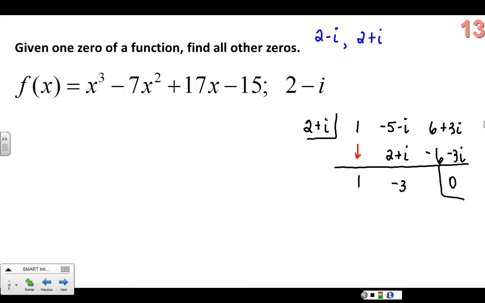So this is x minus 3. If I set that equal to 0, then my last root is going to be x equal to 3. So given 1 zero, we found all the zeros of this function. The zeros are x equal to 2 minus i, 2 plus i, and positive 3.